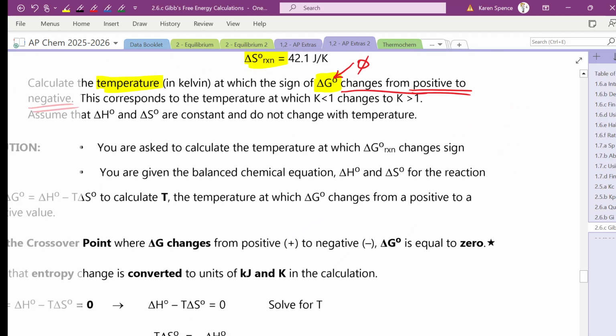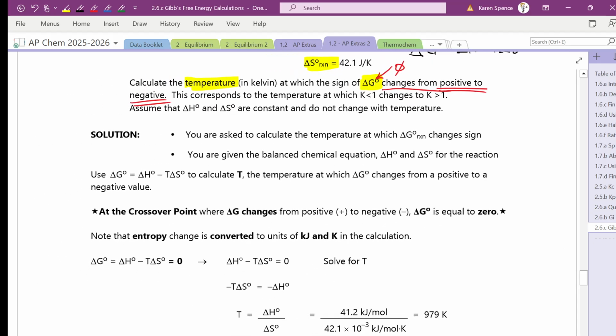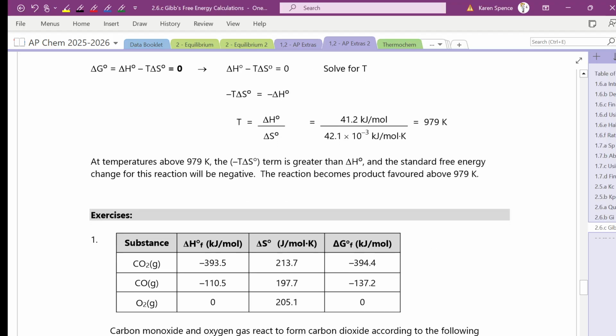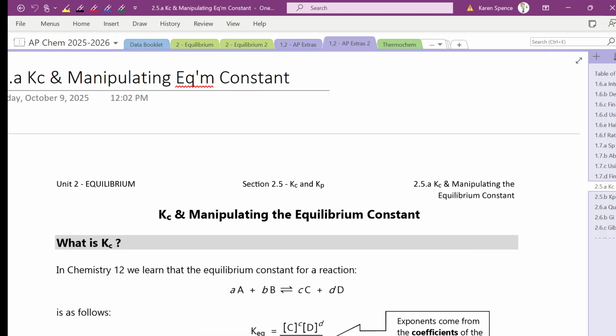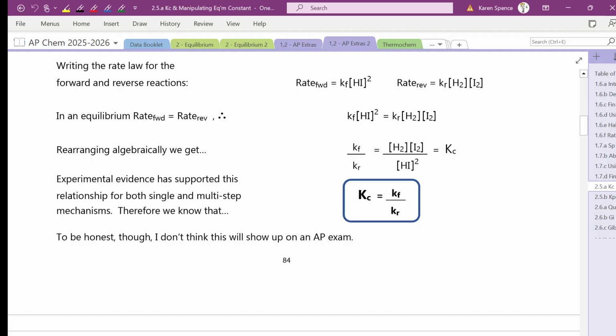Okay. Let's see if that's it. Yes, it is. So we are now done with Gibbs and entropy. You're going to have some questions from that for homework tonight. Right now, we are going to go to section 2.5, which is also in the blue book. And I think this is on page 84.